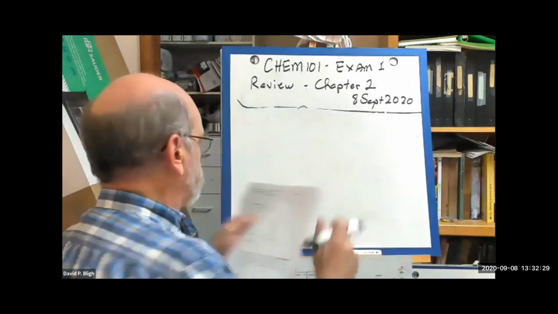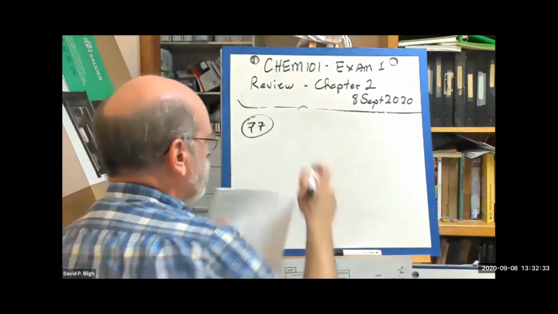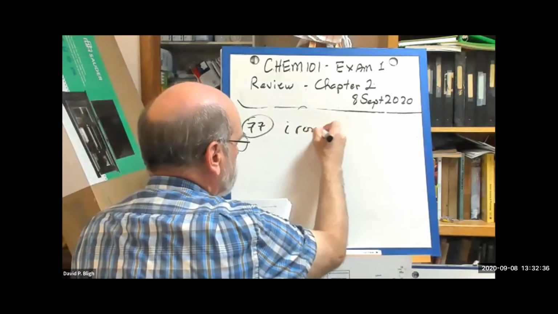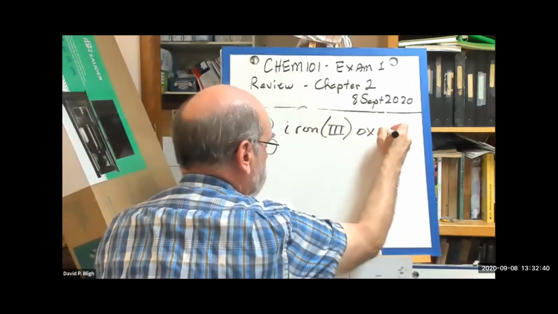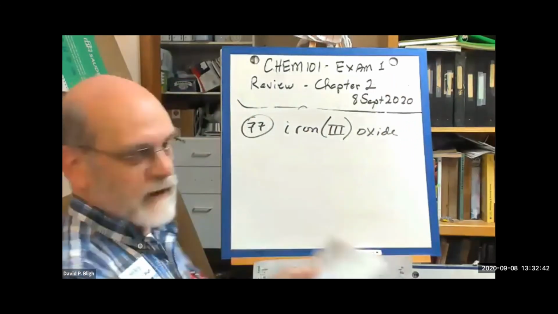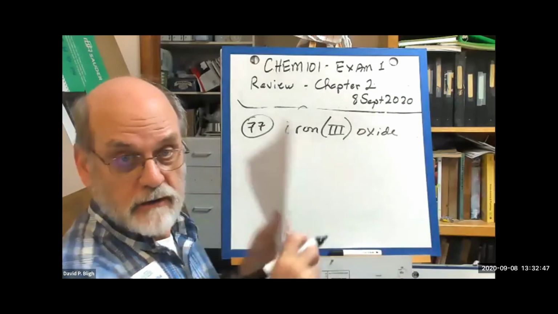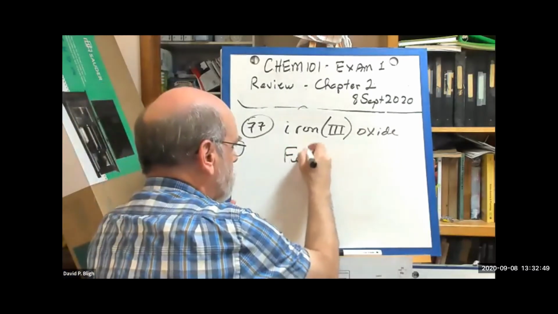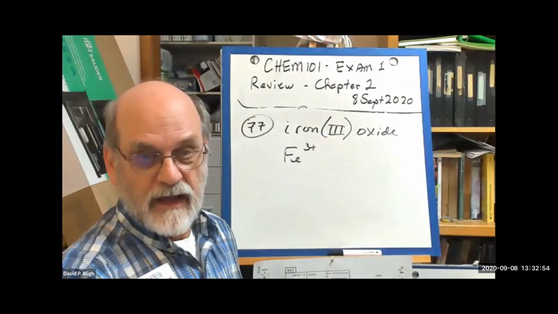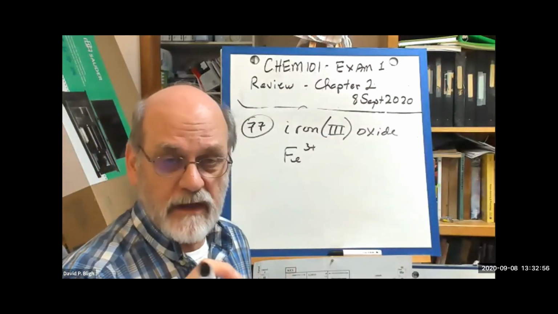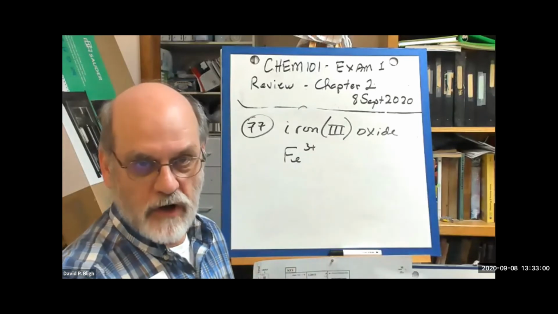Okay, 77. So if we have iron 3 oxide, what do we know about iron? We know its charge. It's a 3+ charge. And we know oxygen is from the chalcogen family or group, so it's a 2- charge, right?